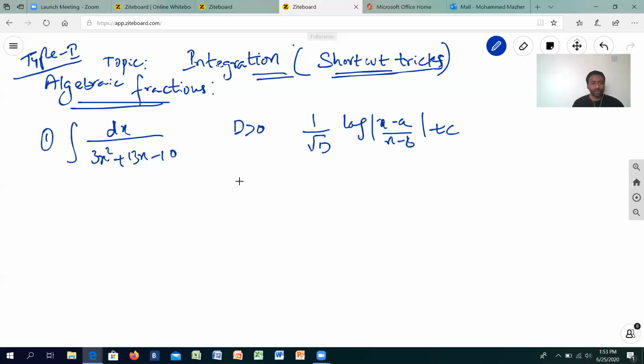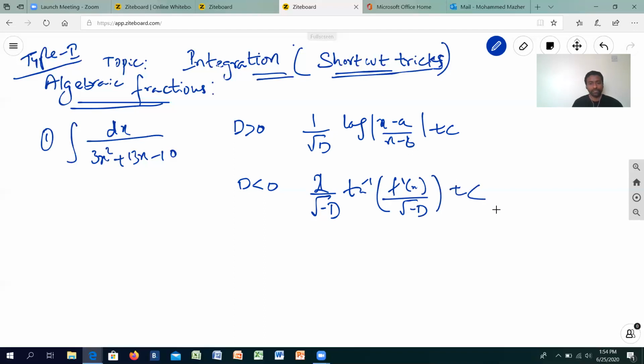Now another thing: for a given quadratic algebraic fraction and the integration that we are doing, first we'll work out and check whether my discriminant is less than 0, negative. In that case, we will have to write 2 by root of negative d, tan inverse of the derivative of the given function over root of minus d, plus c. That's it. Isn't it that simple? So let's take examples and work it out.